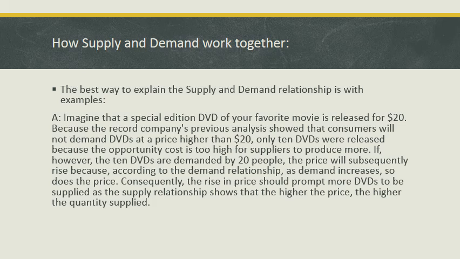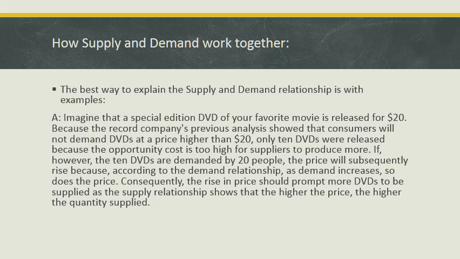Imagine that a special edition DVD of your favorite movie is released for $20 because the record company's previous analysis showed consumers will not demand DVDs at a higher price than $20. Only 10 DVDs were released because the opportunity cost is too high for suppliers to produce more. If, however, the 10 DVDs are demanded by 20 people, the price will subsequently rise because, according to the demand relationship, as demand increases, so does the price.